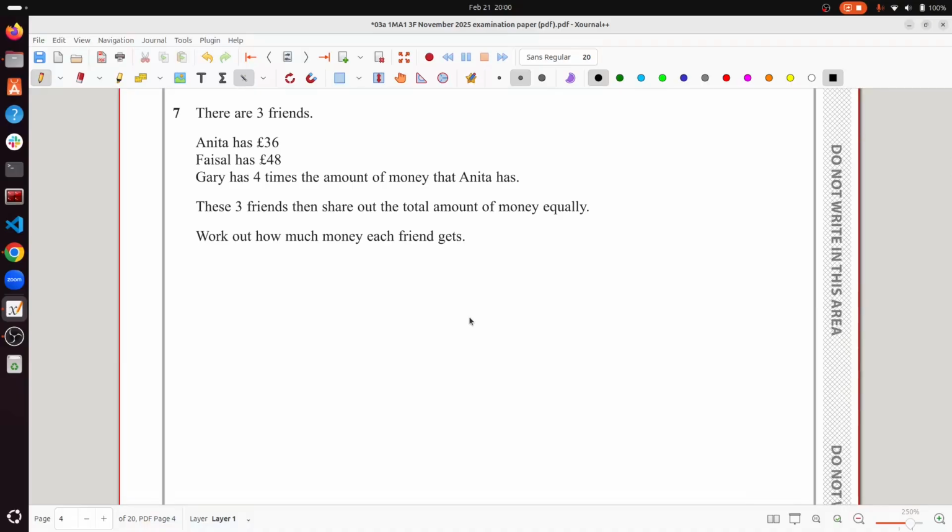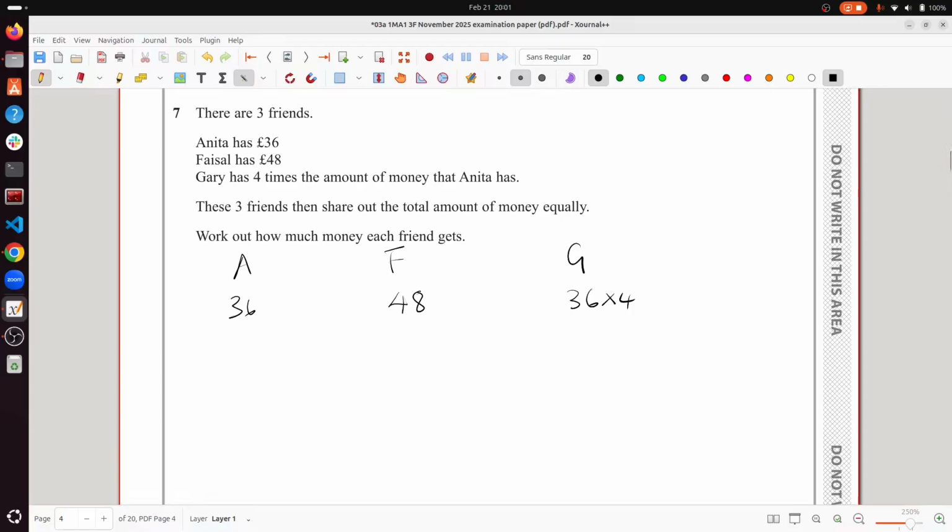says there are 3 friends. Anita has 36 pounds. Fazer has 48 pounds. So we have 3 friends. We have Anita. I'm going to put it as A. We have Fazer and we have Gary. So Anita has 36 pounds. Fazer has 48 pounds. And Gary has 4 times the amount of money that Anita has. So we know that Anita has 36, so that's 36 times by 4.